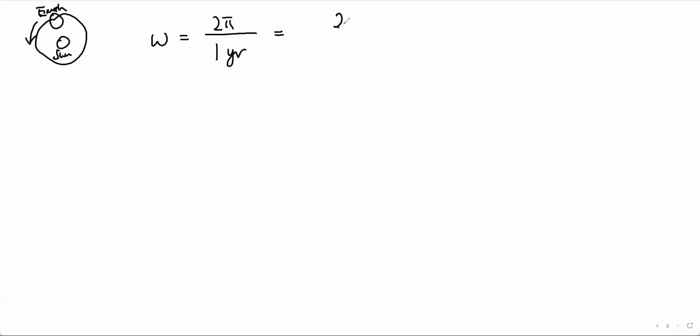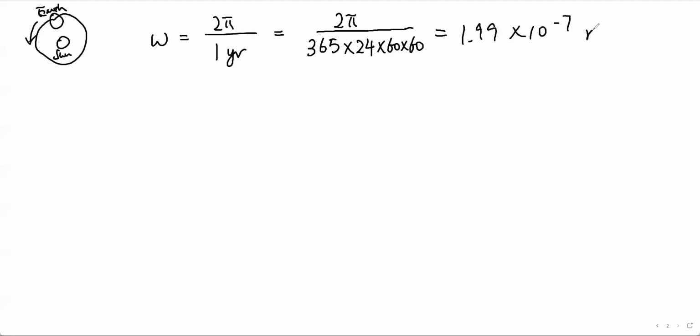And then you need to convert the year to second. So you just consider 365 days times 24 hours times 60 times 60. Okay. Then just make use of your calculator. But the value is pretty small. So the value is around 1.99 times 10 to the power of -7 radian per second.